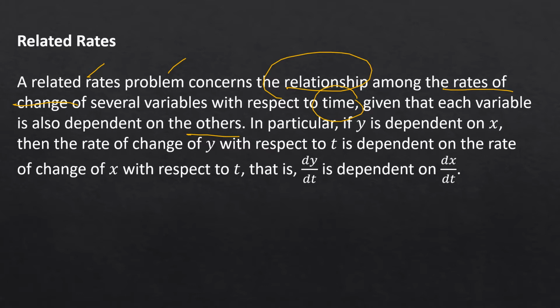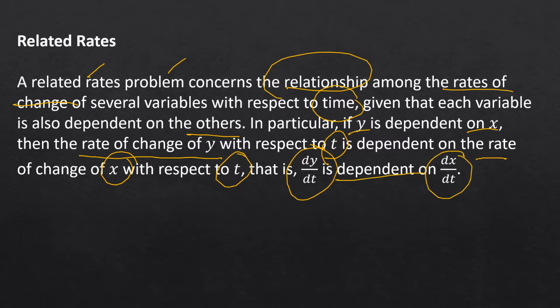In particular, if y is dependent on x, then the rate of change of y with respect to t is also dependent on the rate of change of x with respect to t. So, ibig sabihin, kung kunwari yung area ay nagbabago base sa pagbabago ng radius, at ang radius ay nagbabago base sa pagbabago din ng oras, so itong dalawang ito may relasyon sa bawat isa. Okay? That is, we say na yung derivative ng y is dependent on the derivative dx over dt.